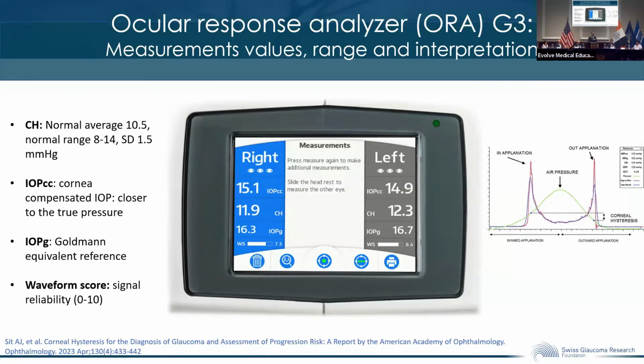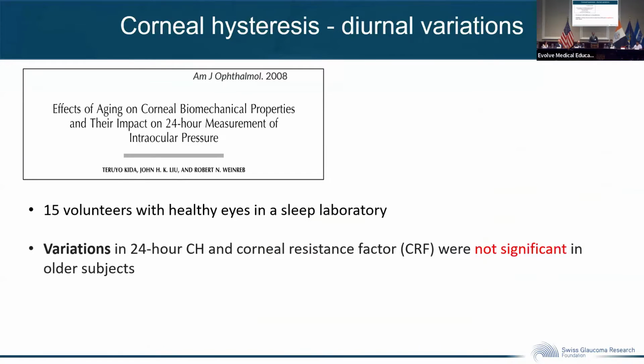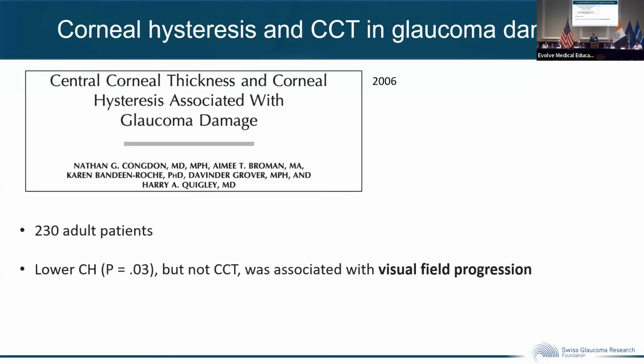When the ORA was introduced, and we now have the third generation, it provided us with a tool to measure this parameter and others routinely in our clinic and obtain reproducible measurements of corneal hysteresis. This publication was among the first to look at this parameter. We didn't know if corneal hysteresis would be stable throughout the day or not, like IOP, and it was reassuring when John Liu and colleagues showed that corneal hysteresis does not seem to vary significantly over 24 hours. Thank God. So we can do only one measurement and it reflects the state of the cornea for us.